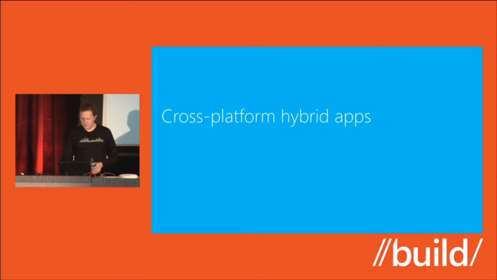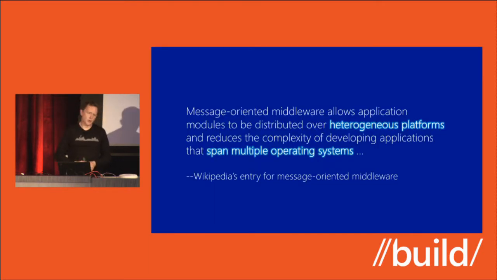Okay, so next up, cross-platform hybrid applications. So far, all of the discussion we've had about brokered messaging has been talking about the nice application structuring patterns that they provide. So you get temporal decoupling, load balancing, load leveling, topic support, all those variety of patterns, fan in, fan out. You have all of those capabilities that you get from message-oriented middleware.